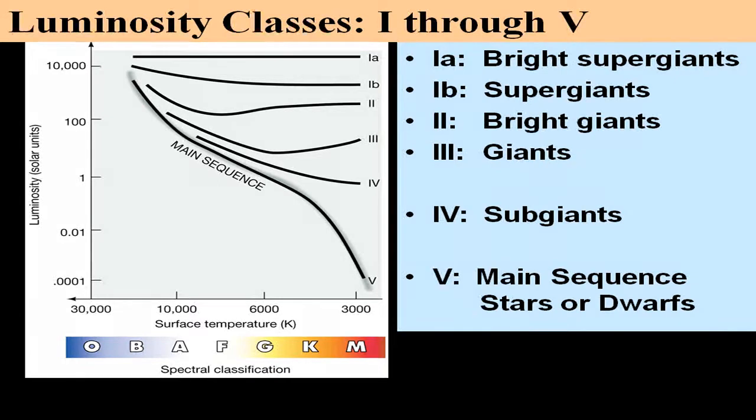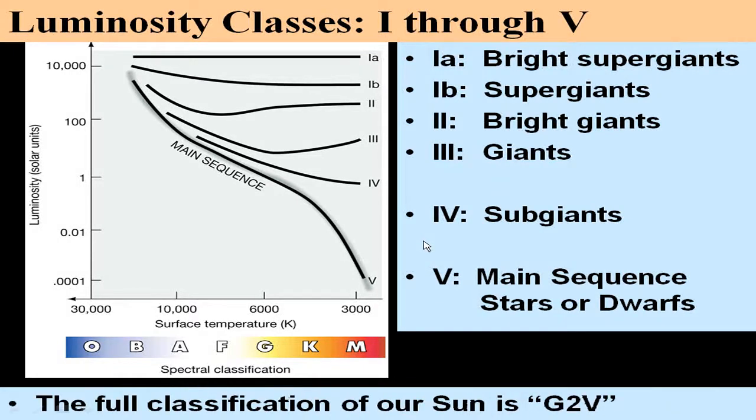So all the stars on the main sequence are luminosity class 5, including our Sun. So we have all these classes, 1A, 1B, 2, 3, 4, 5, basically designated by the pressure of the spectral lines, but determining these luminosity classes and hence determining the size of these stars as well. The full classification of our own sun then is G2 luminosity class 5, G2 5, or Roman numeral 5, V.